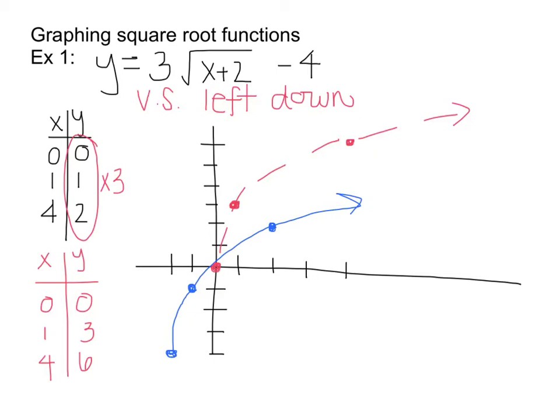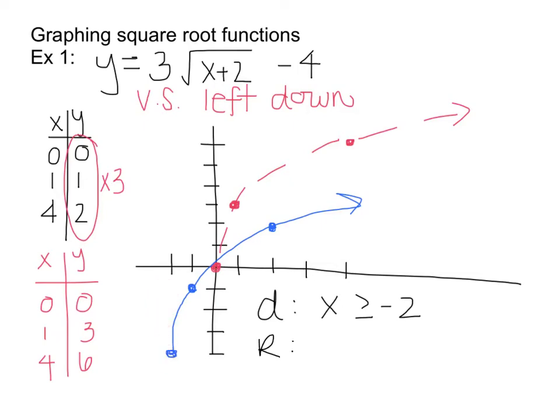Now let's talk about the domain. So you look at the h value that's under the radical. Since it's plus 2, remember it's always the opposite, so x is greater than or equal to negative 2. This farthest left value should be negative 2, and it is.